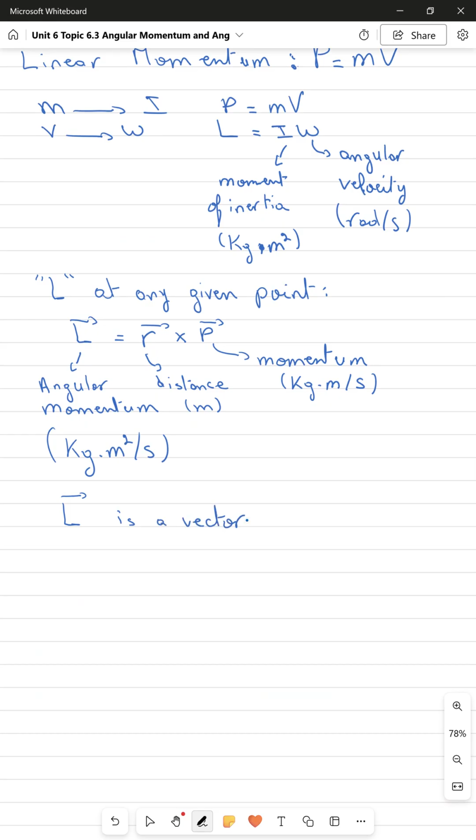Now, if you notice, angular momentum L is a vector quantity, and the direction of that vector is going to be perpendicular to the plane of R and P. So in that case, we are talking about three dimensions. R and P are going to be, let's say, two horizontal vectors, then L will be perpendicular to them. That's like in math, where you have the X, Y, and Z coordinate system.